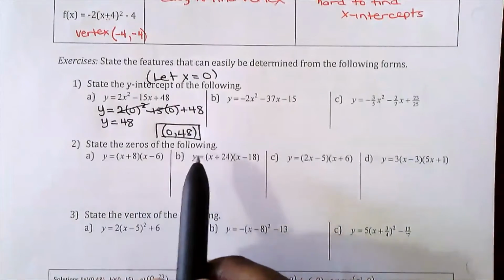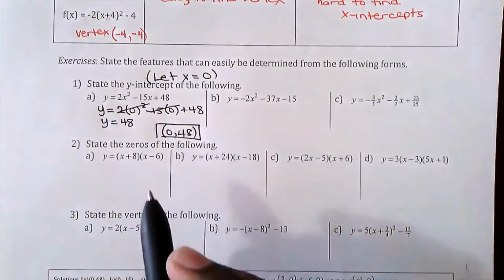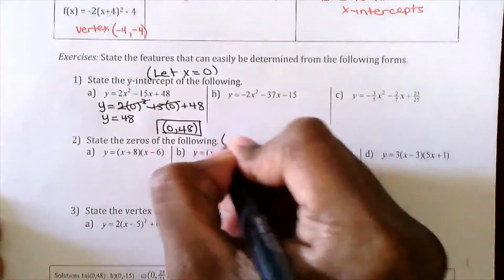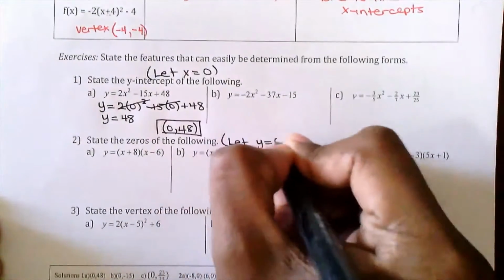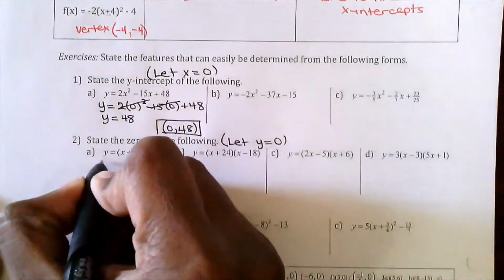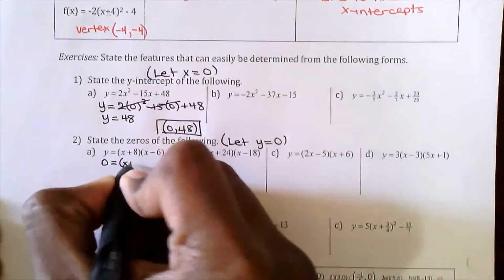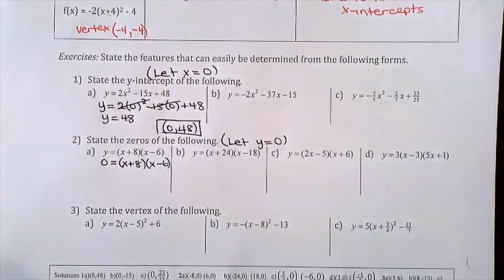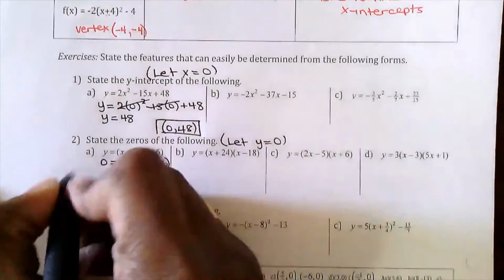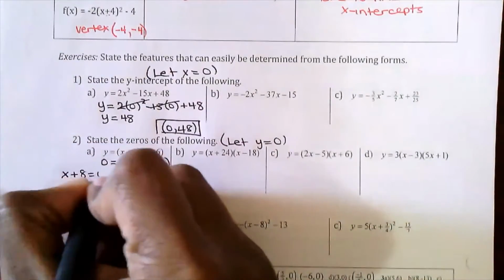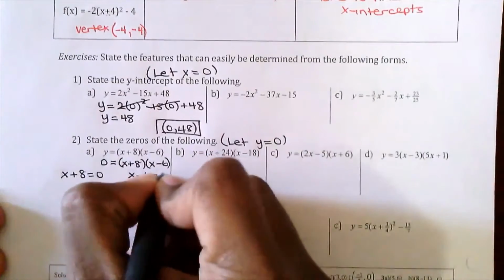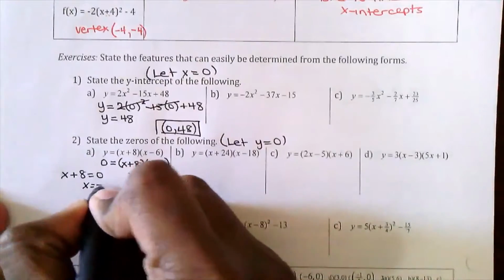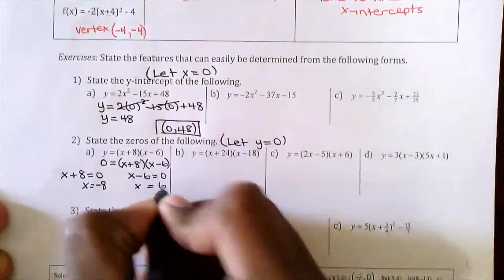State the zeros of the following. Again, zeros is just another way of saying x-intercepts. So remember, to find the zeros or x-intercepts, we let y equal 0. So 0 is equal to (x + 8)(x - 6). Again, to solve these, we set each factor to 0. So x + 8 is equal to 0, and x - 6 is equal to 0. If I isolate for x, I have x is equal to -8 and x is equal to 6.